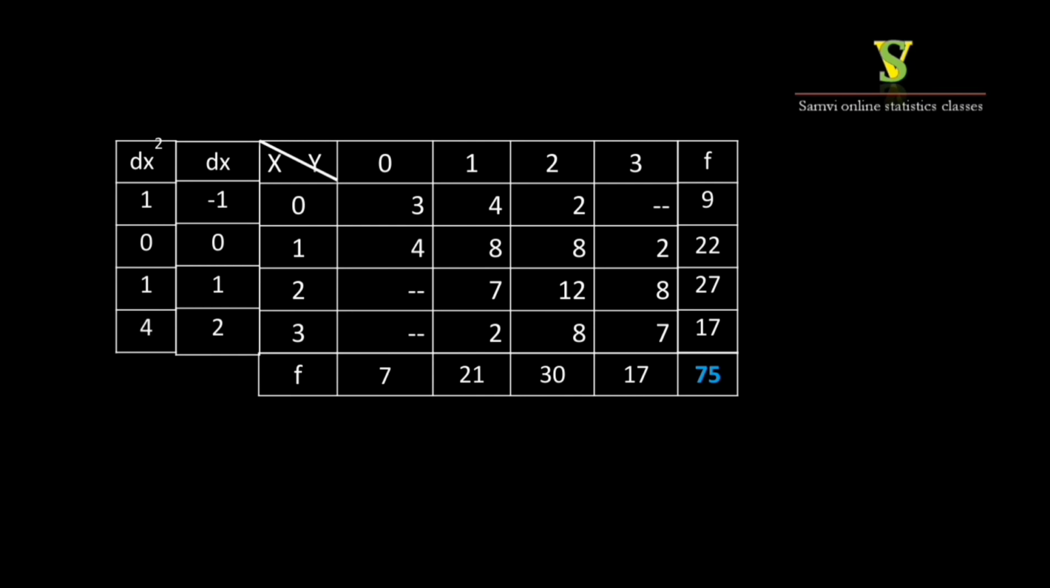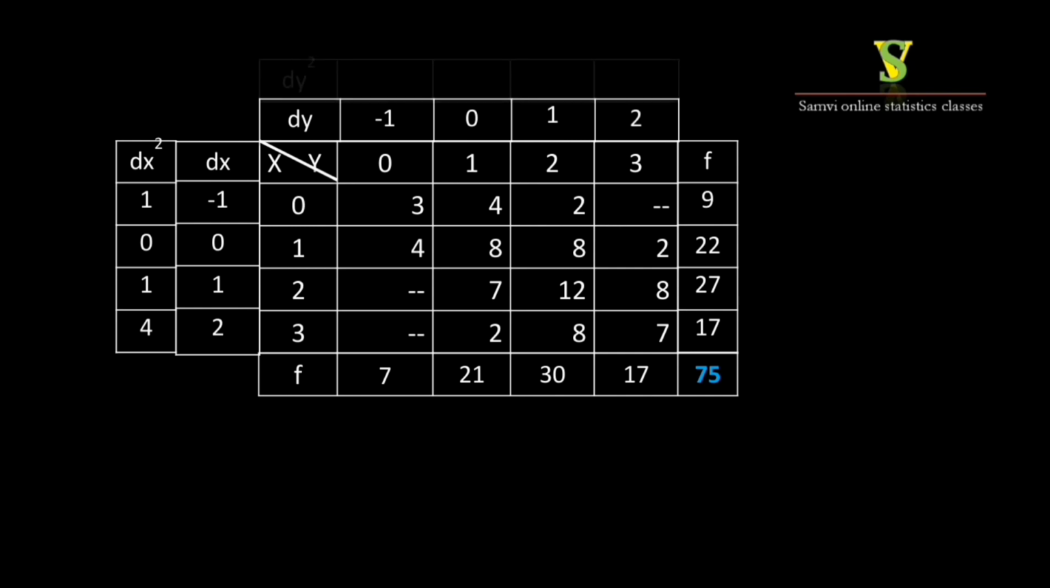Now you have to calculate dy. Here also the same procedure applies. So mid value is 0, above is -1, below is 1 and 2. Next is dy square. So -1 square is 1, 0 square is 0, 1 square is 1, 2 square is 4. So once you calculate dx and dx square and also dy and dy square, next step is finding f dx and f dx square.